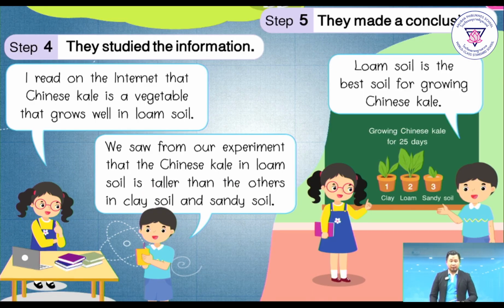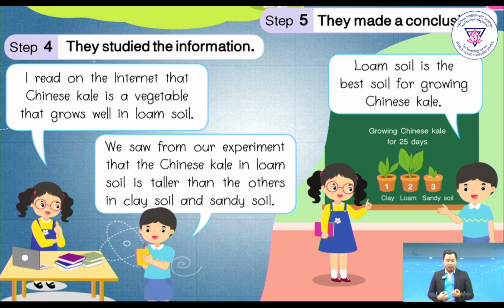Next, we move to step 4 and step 5. In step 4, they studied the information they gathered from step 1, step 2, and step 3. They all formulate the idea. They say, I read on the internet that Chinese kale is a vegetable that grows well in loam soil. They search the internet and they come up with the idea.